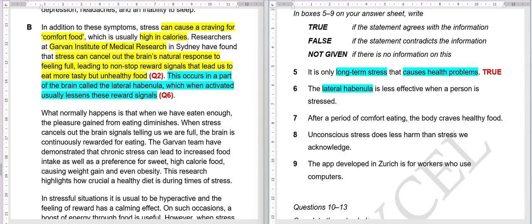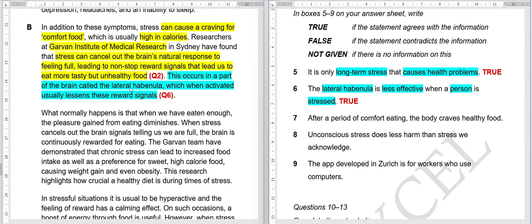Okay, time's up. I'm going to write the answer here, sorry about that, I'm not sure what's happening to my throat. The answer to this question is true. So if you were able to arrive at the correct answer, congratulations. If you were not, don't worry, I'm going to explain why it is true. The question is saying this particular lateral habenula is less effective when the person is stressed. So when a person is stressed, this part of the brain doesn't work as properly as it should. So yes, it is saying the same thing.